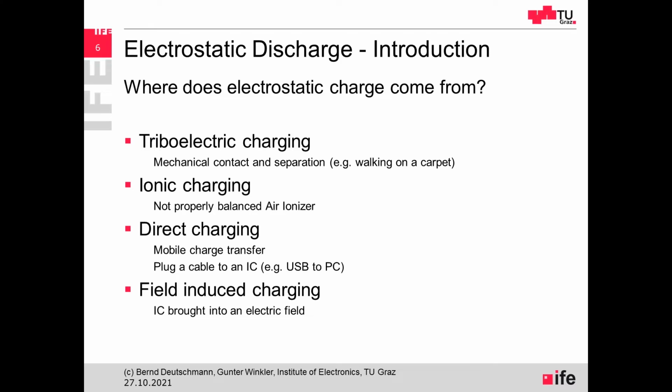There is also ionic charging, direct charging. For example, if you're connecting a USB cable to your smartphone or to your PC, the device that is connected to this USB cable can be charged up, and once you are approaching the socket with the connector, you might have a rebalancing of the charges between the objects, and then you can also cause electrostatic discharges. But there's also field-induced charging. For example, when the integrated circuit is brought into an electric field or moved along an electric field, as you will later see, for example, in the charge device model.